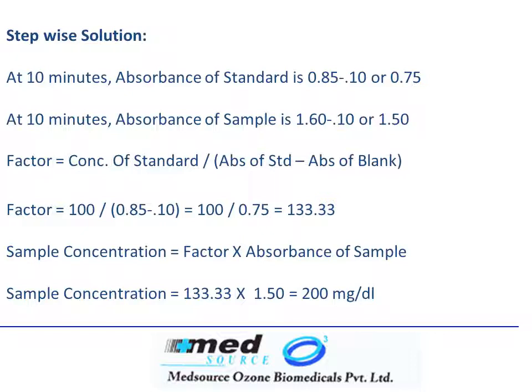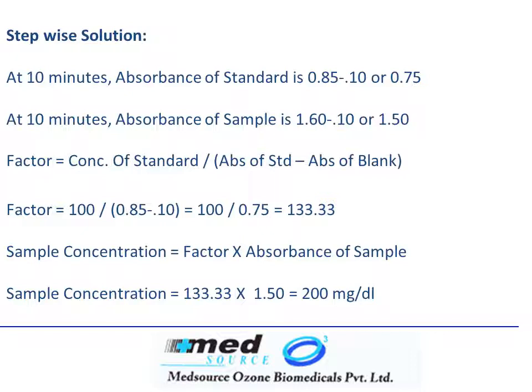In order to calculate the sample concentration, we simply need to multiply the factor by the absorbance of the sample. The absorbance of the sample in this case is 1.5, and when we multiply it by the factor, which is 133, you will arrive at the concentration of 200 mg per dl.